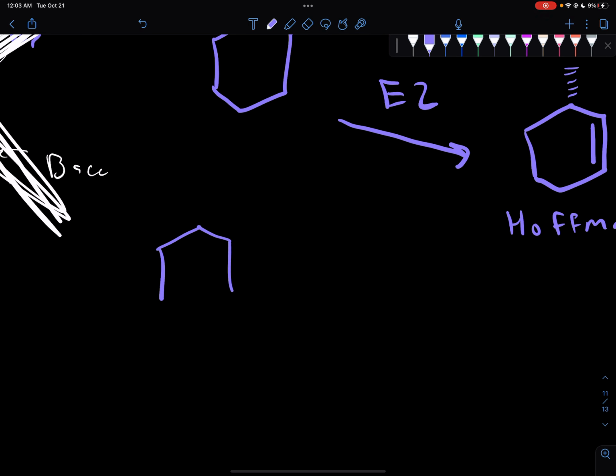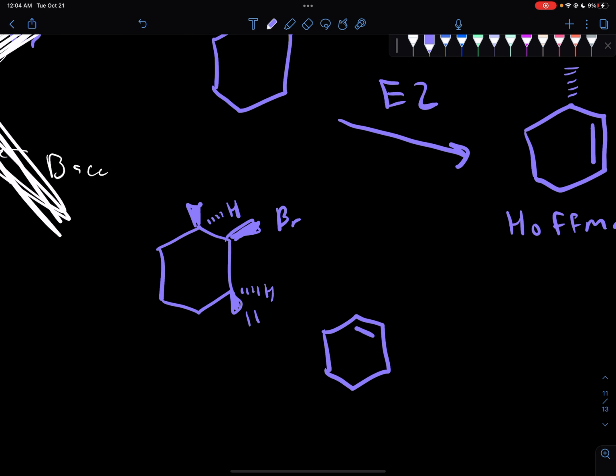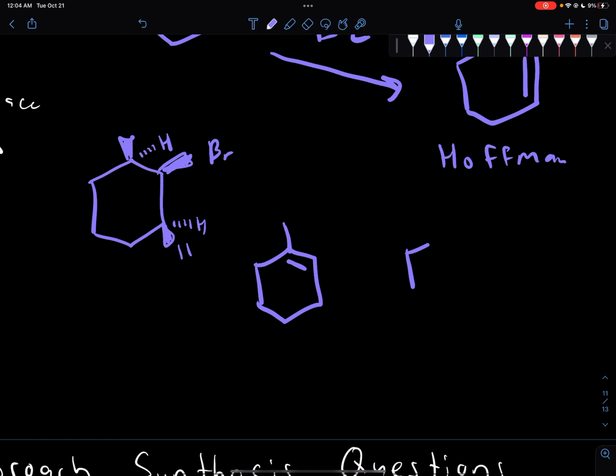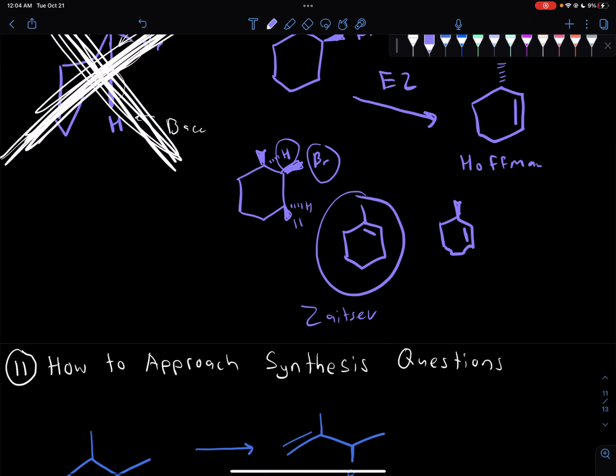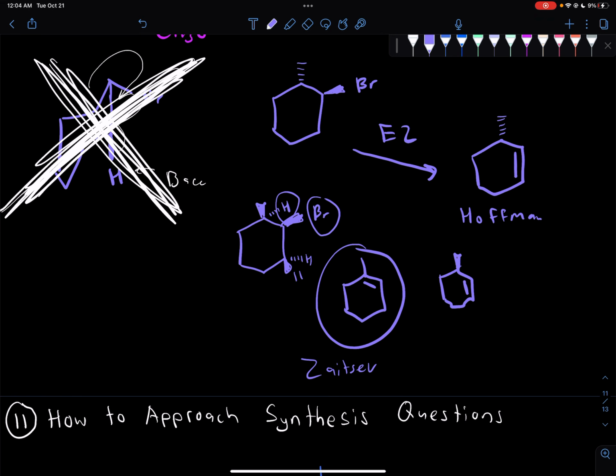And then if it didn't matter, if you had this, you could do either of them, right? You can form a double bond here, and you could also technically do this one, but this is your major product. The Zaitsev, the more substituted, will be the major product because your bromine and hydrogen are anticoplanar. So that's something to keep in mind. These terms, anticoplanar, Zaitsev, Hofmann, are all good things to know.